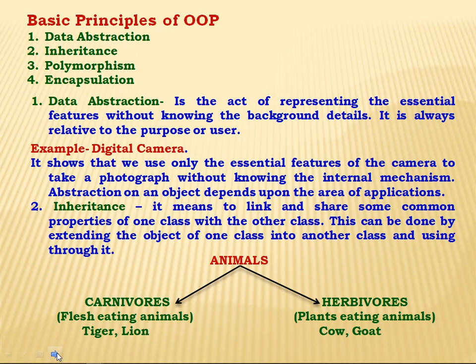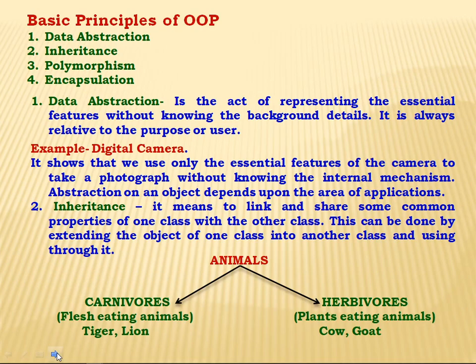Now let us discuss the basic principles of OOP. First is data abstraction, second is inheritance, then polymorphism and encapsulation. Data abstraction is the act of representing the essential features without knowing the background details. It is always relative to the purpose or user. The example I have taken is the digital camera. It shows that we use only the essential features of the camera to take a photograph without knowing the internal mechanism. Abstraction of an object depends upon the area of application.